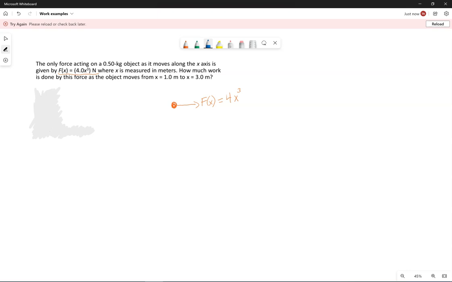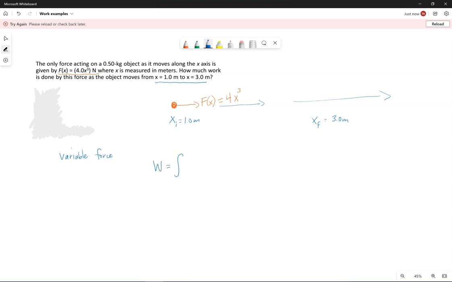We want to find the work done by this force as the object moves from 1 meter to 3 meters along the x-axis. So if this is the initial position right here of 1 meter, then down here finally it's going to be at 3 meters. But if we were to represent the force, it's going to get bigger and bigger and bigger because x is cubed in this function. So this is a variable force. The force is changing as the object moves.